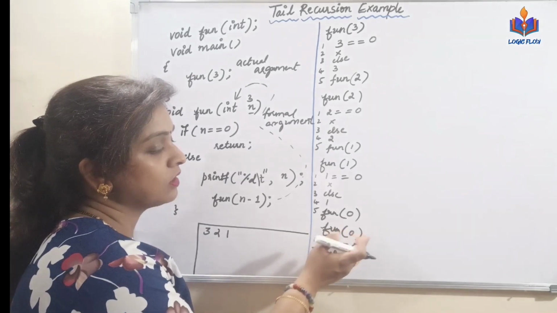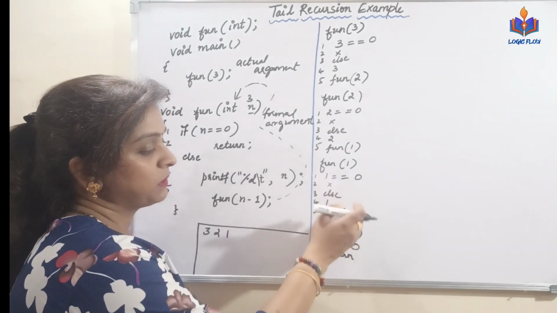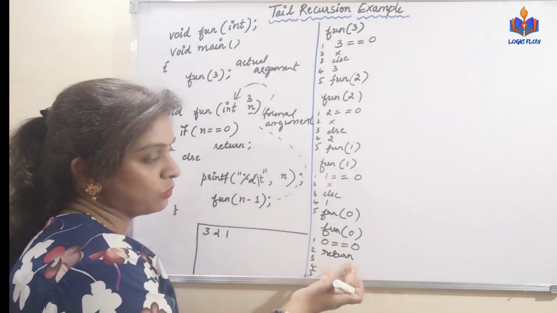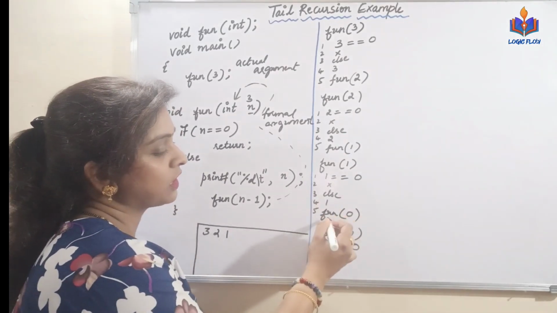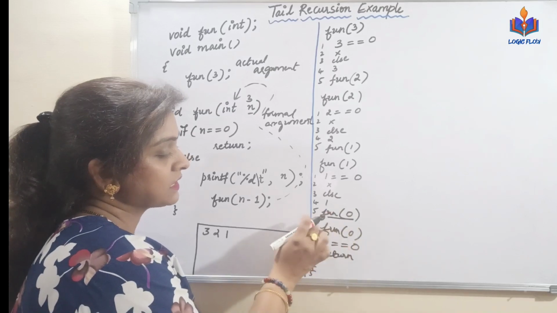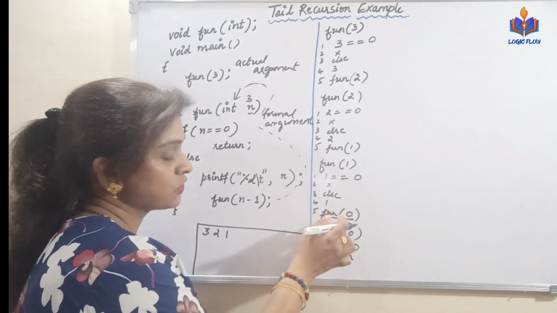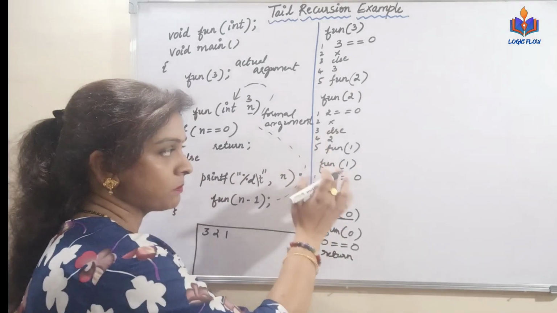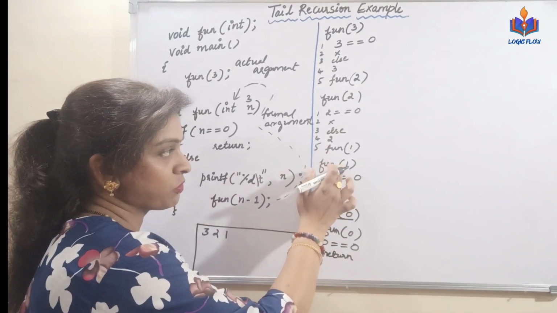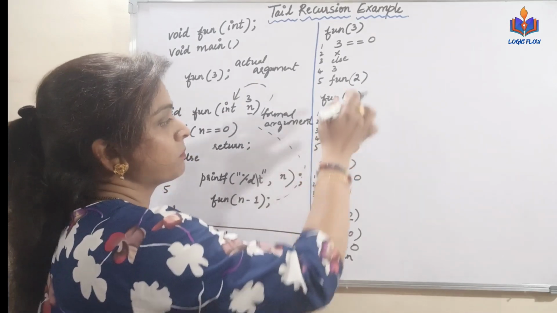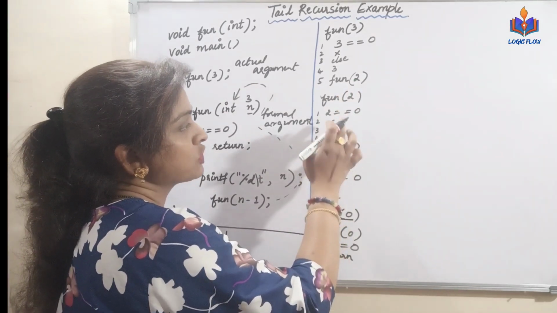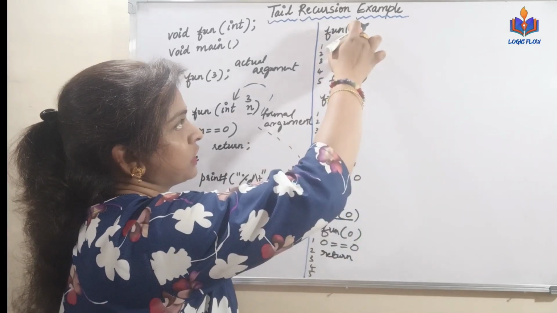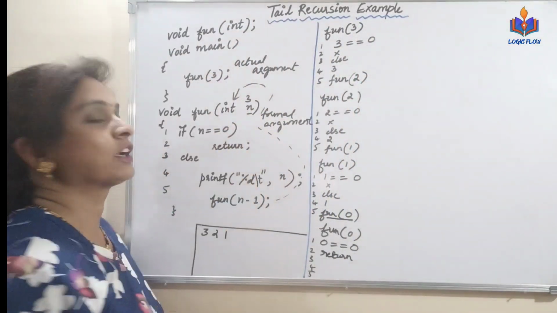Function 0 was called. See, function previous state, it is not returning any value. So I am simply saying return. So the control will be back to this. Is there any statement remaining? No. Function 0, that is the last statement. The function ends. Again it returns back to the place where this function was called here. Again it returns back to the place where function 2 was called. Again it returns to the place where function 3 was called. So the control will be back to main.